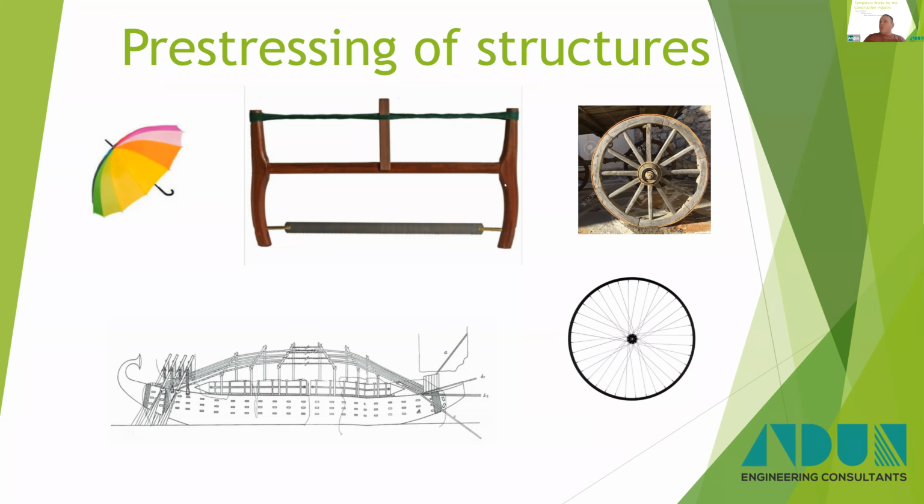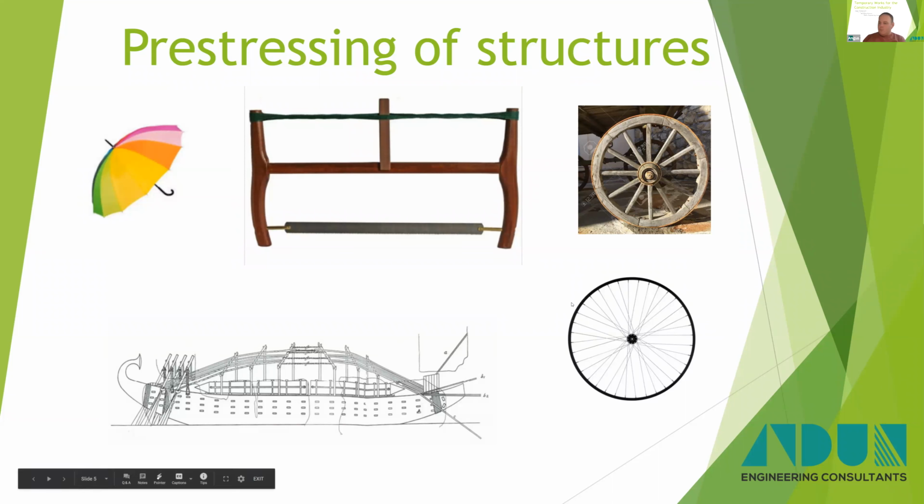Another early example is a timber wheel with an iron ring around the outside. The timber wheel would be made up, and the iron or steel strap would be heated to expand it. It's then dropped over the timber, and as it cools down, it contracts and puts compression into the spokes. Again, pre-stressing of a structure.